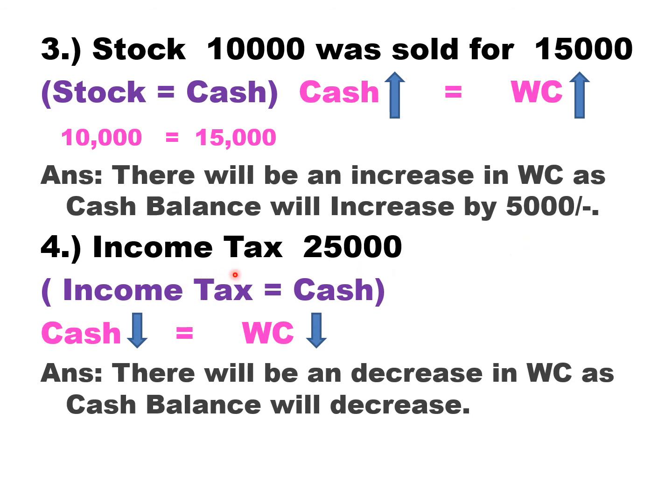Next students, income tax paid 25,000. So when you pay income tax 25,000, cash goes. The two accounts are income tax account and cash account. So cash goes out. So decrease in cash will result in decrease in working capital. There will be a decrease in working capital as cash balance will decrease.